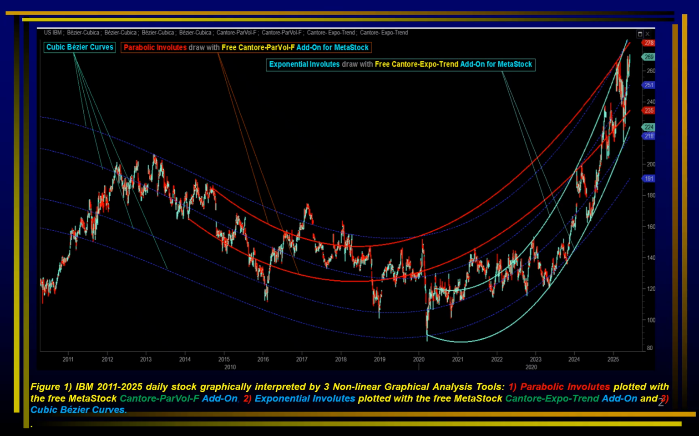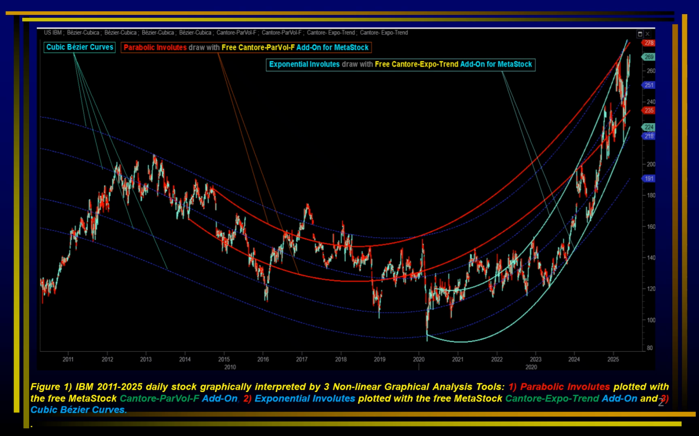What we want to bring to the attention of all of you who listen to us concerns the fact that both the red parabolic involutes and the turquoise exponential involutes can be reproduced directly by you exactly as you see them in the figure. To do this, you have to resort to special free add-ons that I, together with MetaStock, gladly offer to all those who are interested in nonlinear graphical analysis methods.